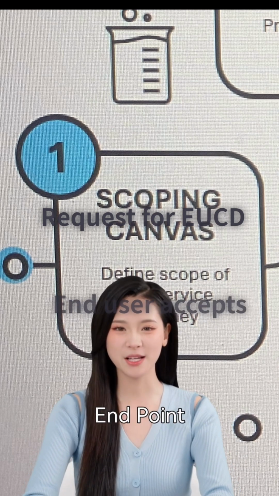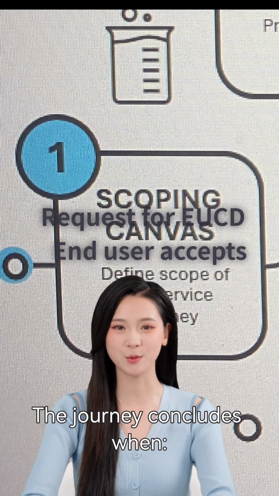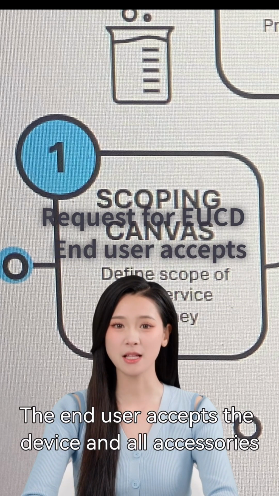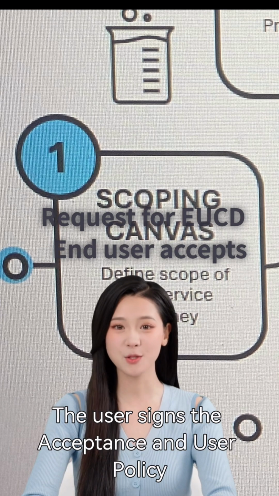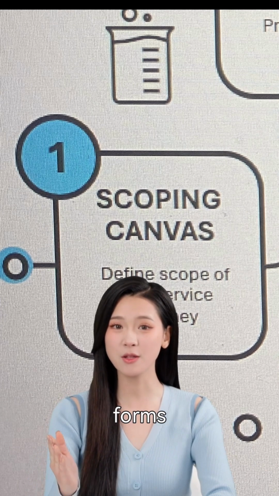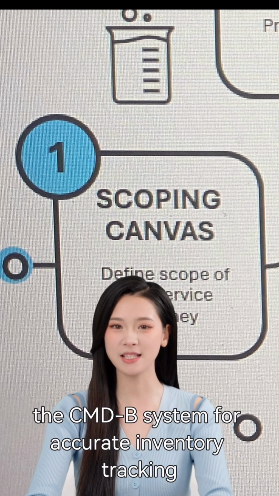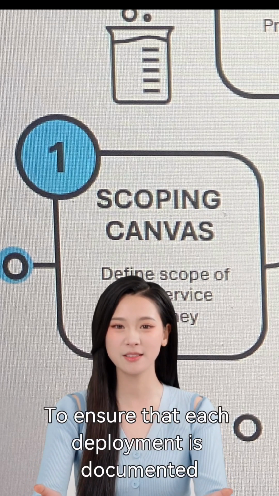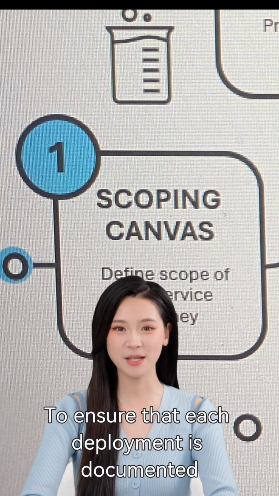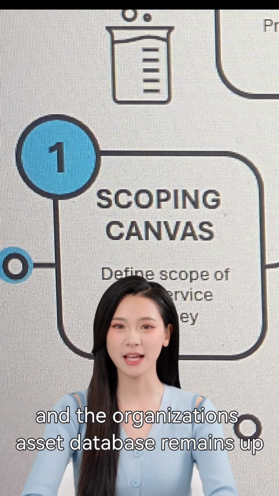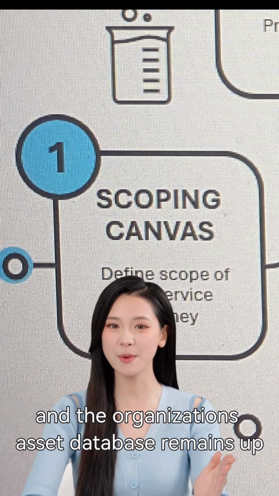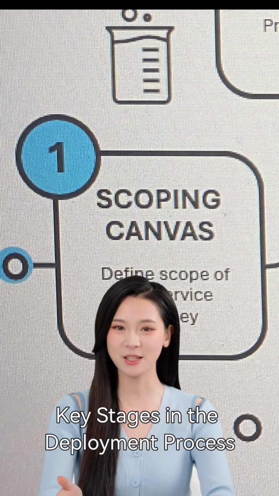4. Endpoint, where it ends. The journey concludes when the end user accepts the device and all accessories. The user signs the acceptance and user policy forms. The EUCS team signs the deployment form and updates the CMDB system for accurate inventory tracking. Goal: to ensure that each deployment is documented, policies are adhered to, and the organization's asset database remains up to date.